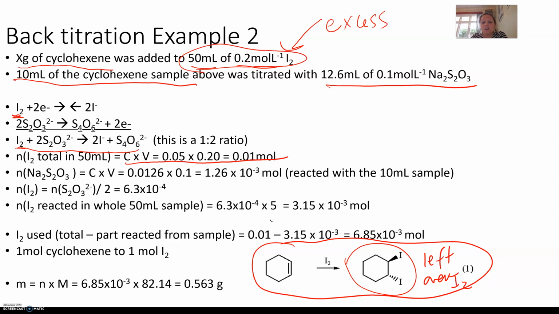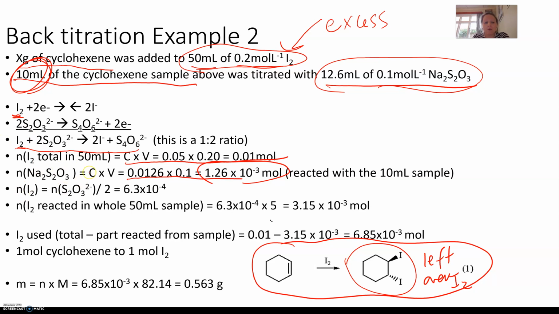The next thing we can do is work out the number of moles of thiosulfate that react with 10 mL of the sample. So don't forget this 10 mL thing, it often trips up kids. So C times V, and you'll get this many moles of sodium thiosulfate that reacted. Okay, so the next thing that we have to do is look at our relationship between sodium thiosulfate and iodine, and it's a 1-to-2 relationship.